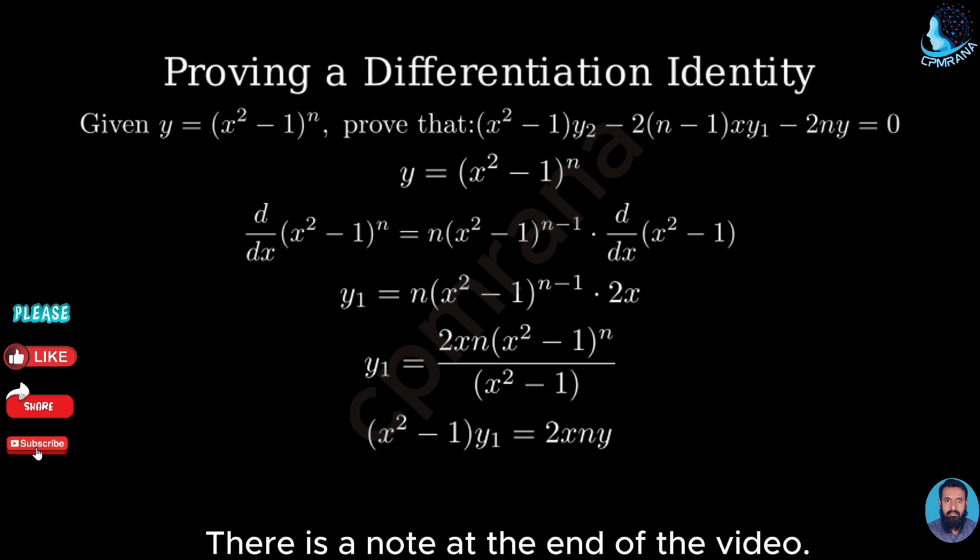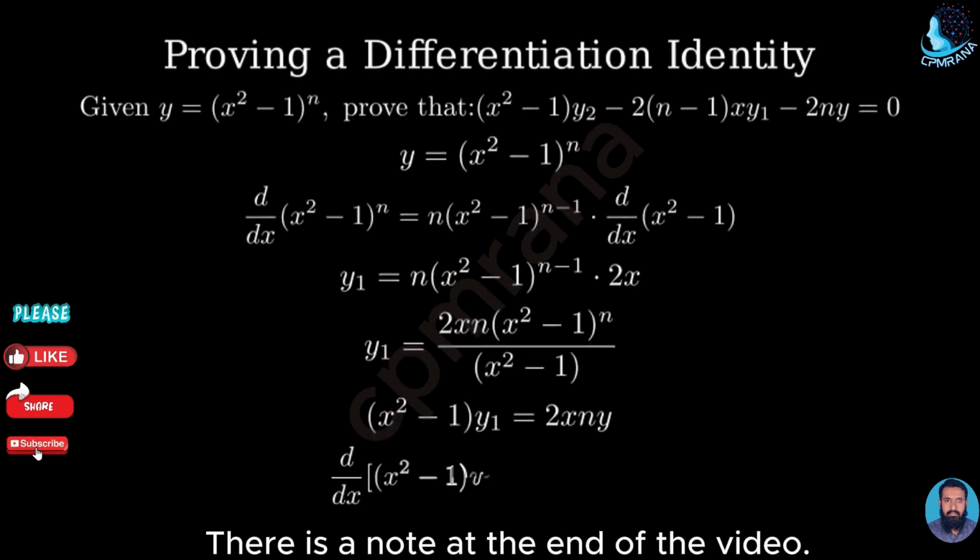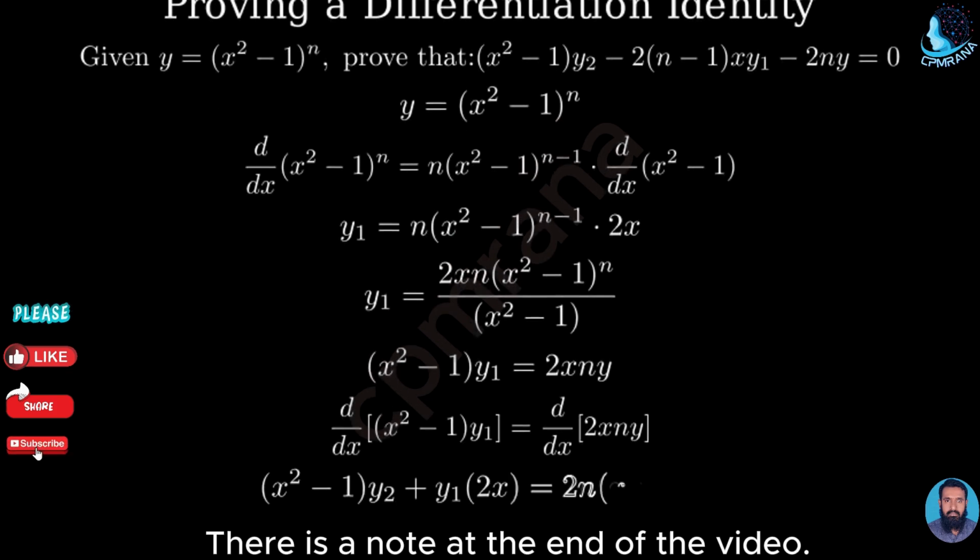Now for the second derivative. When we differentiate again, we need to use the product rule, since we have a product of terms. This gives us (x squared minus 1) times y sub 2 plus y sub 1 times 2x equals 2n times (x y sub 1 plus y).